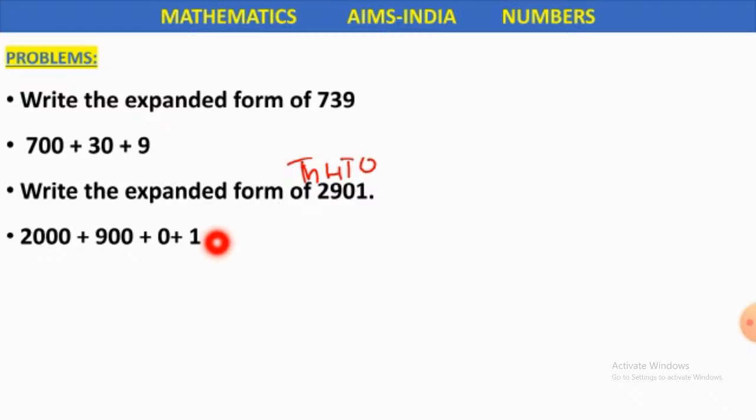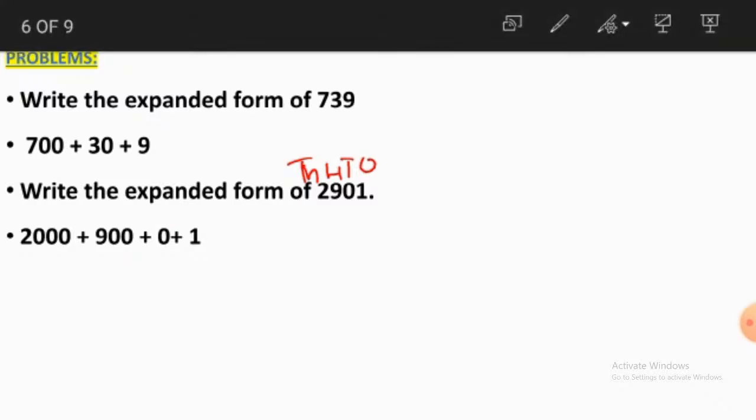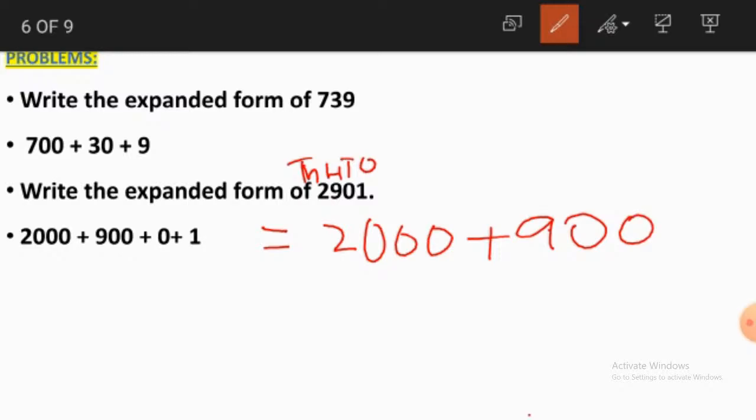0 is in tens place. Place value of 0 will be 0 only. 0 into 10 is again equal to 0. So the place value will be 0 only. 1 is in ones place, so the place value will be 1. This can also be written as 2000 plus 900 plus 1. You can simply remove this 0 here.